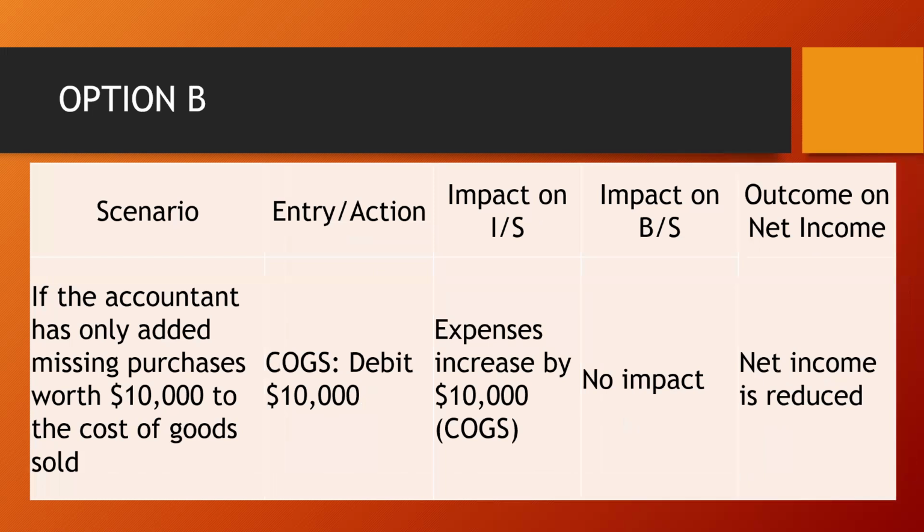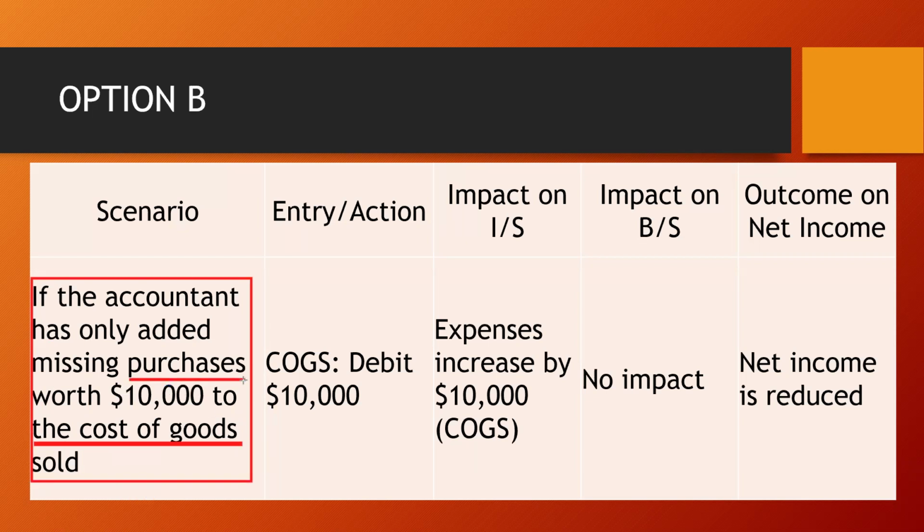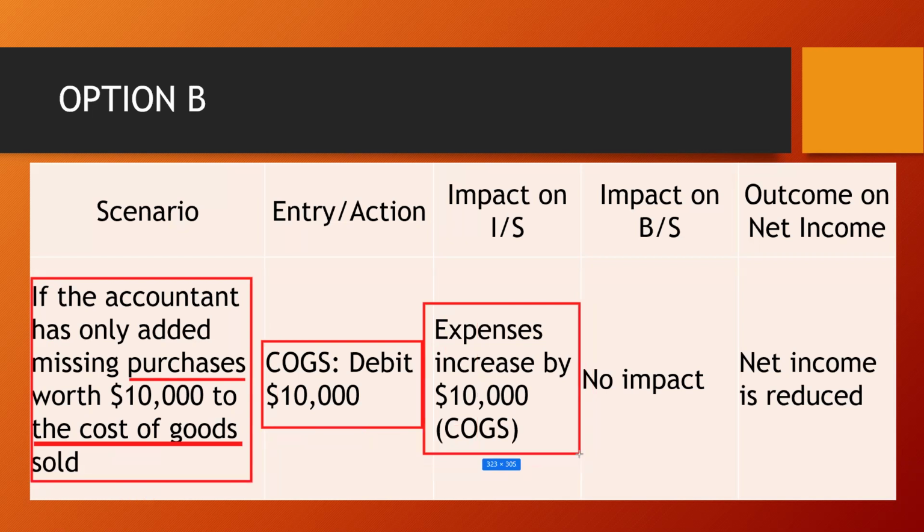Let's go for option B. The scenario is simple. The accountant has added the missing purchase worth $10,000 to the cost of goods sold, most important, purchase. So practically they debited $10,000, so the expenses increased by $10,000 in the cost of goods sold. There won't be any impact on the balance sheet. Why would it have an impact on the balance sheet? Because you made an adjustment in the income statement, so it won't have any impact. But the net income will be reduced.